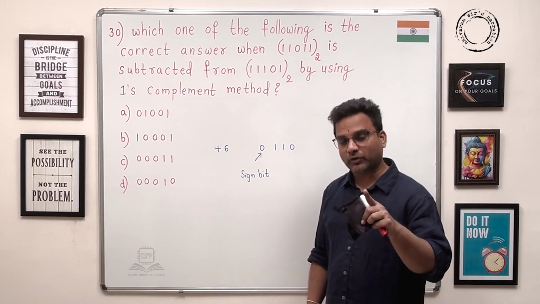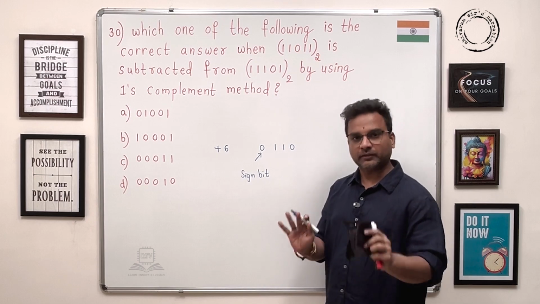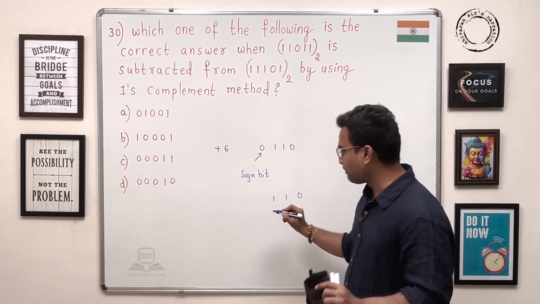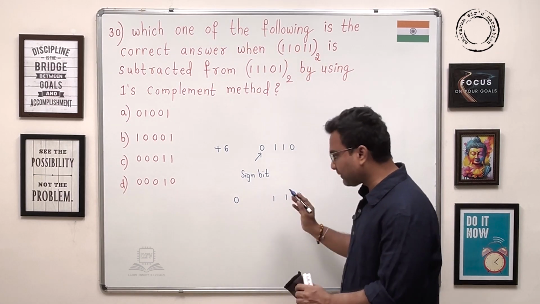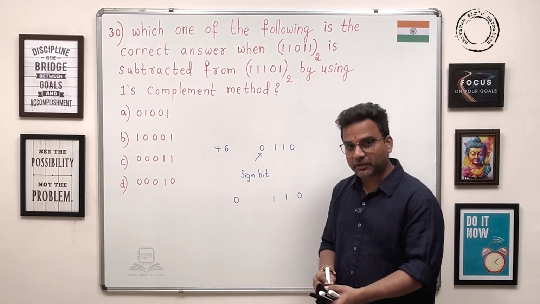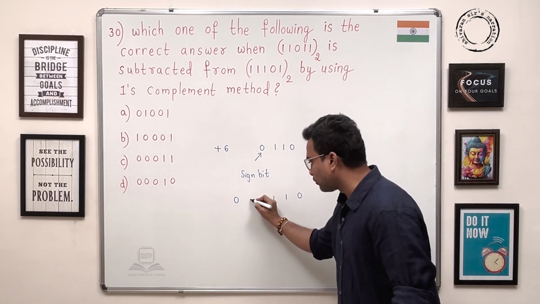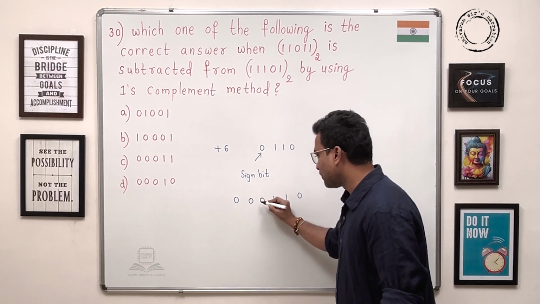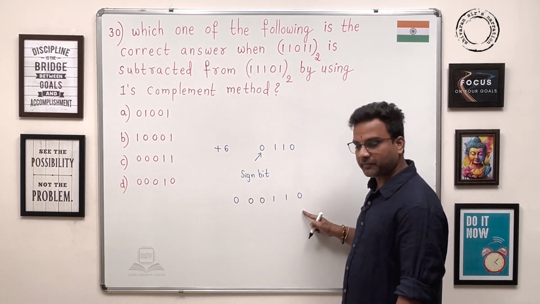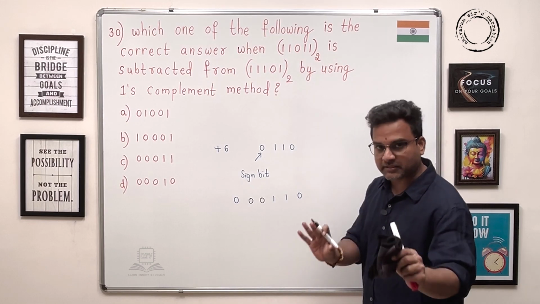If at all they want to represent plus 6 using 6 bits, let's assume, then the magnitude bits take 110, the sign bit 0. In between the sign bit and magnitude bits, you can add any number of 0s as per your requirement. You want to convert these 4 bits into 6 bits, right? Then add 2 bits, so that now you got 6 bits. This is the 1's complement representation of plus 6 using 6 bits. This is about a positive number.